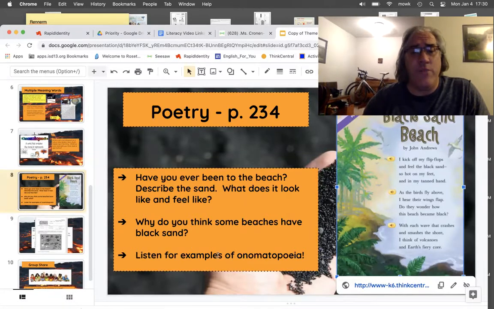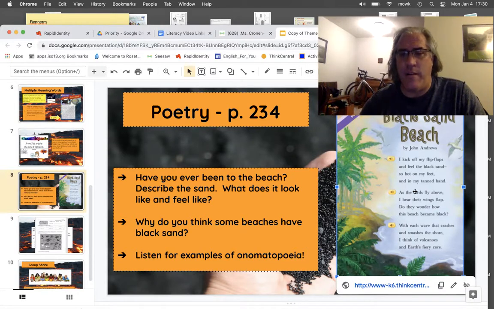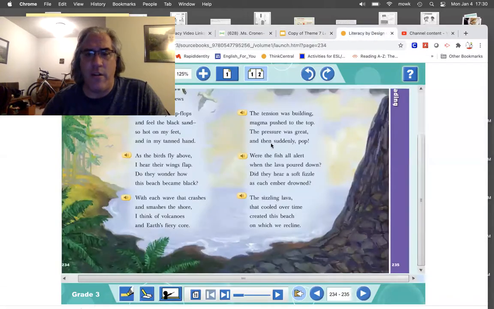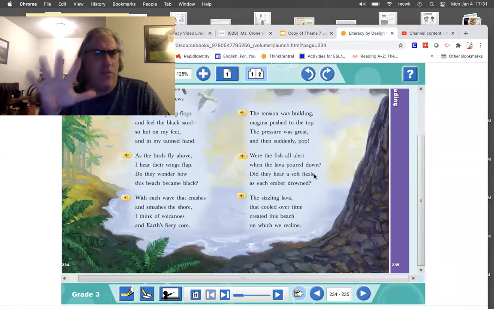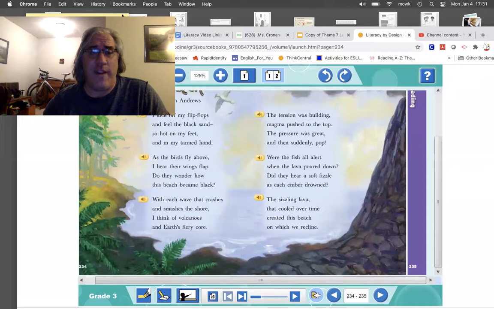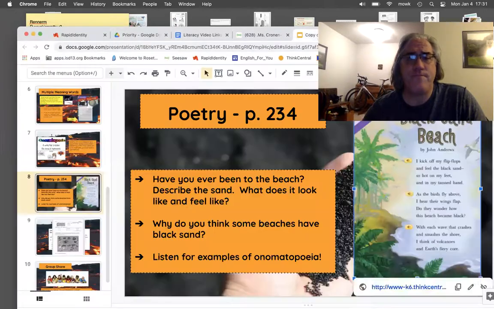All right. Did we see any onomatopoeia, or did we hear any onomatopoeia? I know the most obvious one would be the word pop, which is not on this page. It's on page 235. You can see it right here. And then suddenly pop. A pop sounds like a pop. And I think fizzle is supposed to be also kind of an onomatopoeia. There are other words. Let's see if you can find them. I think there are 3 other words in here that are onomatopoeia.